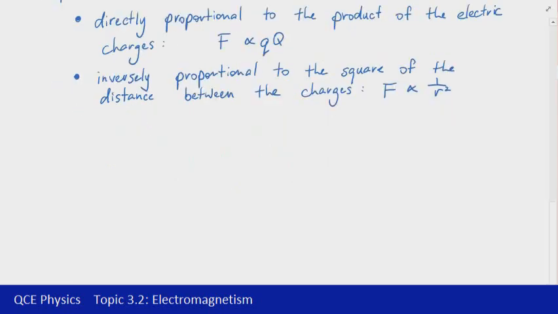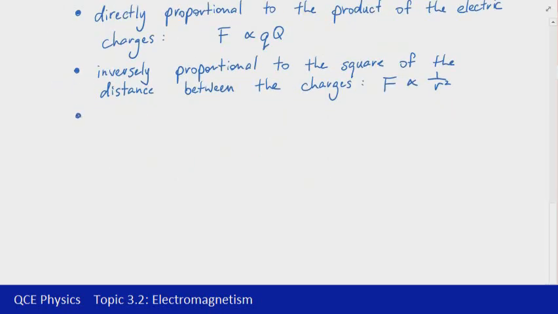The last thing then, we've already stated it, is that that force is going to be attractive for opposite charges, and we'll have a look at how that makes sense when we get into the equation. And it's repulsive for like charges.